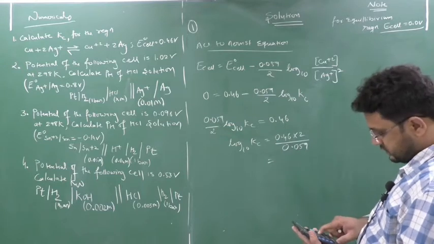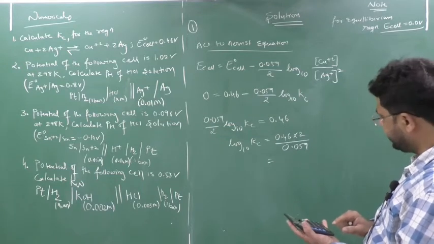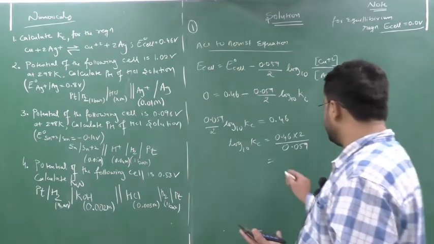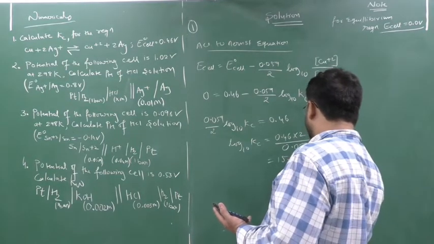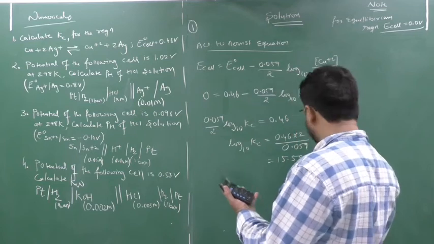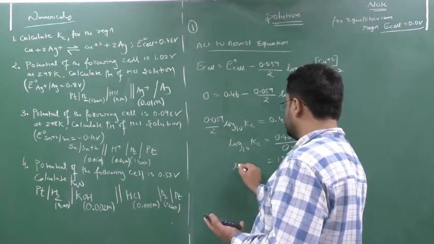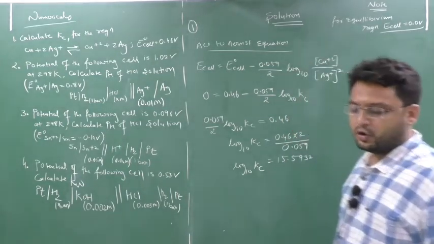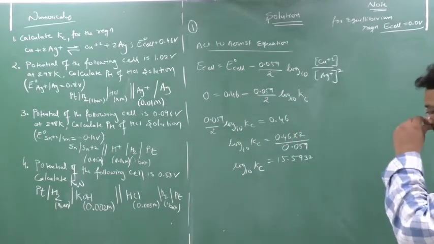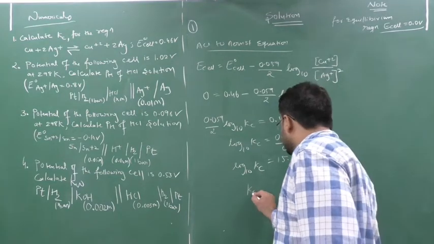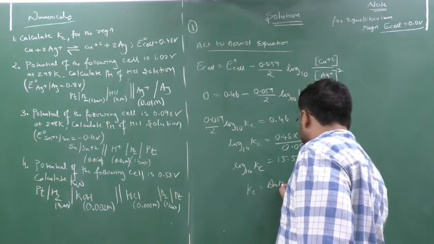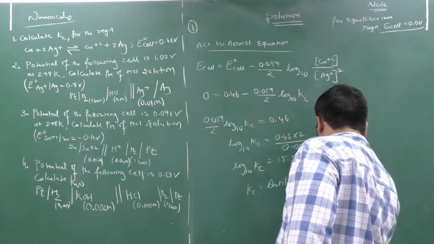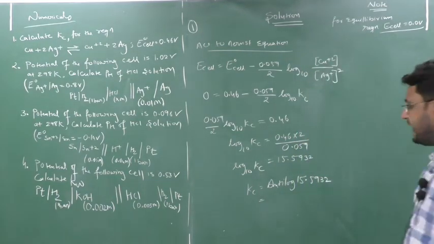0.46 multiplied by 2 divided by 0.059, that is 15.5932. This is log to the base 10 Kc. Now if I know the log of Kc, I need the antilog of 15.5932.